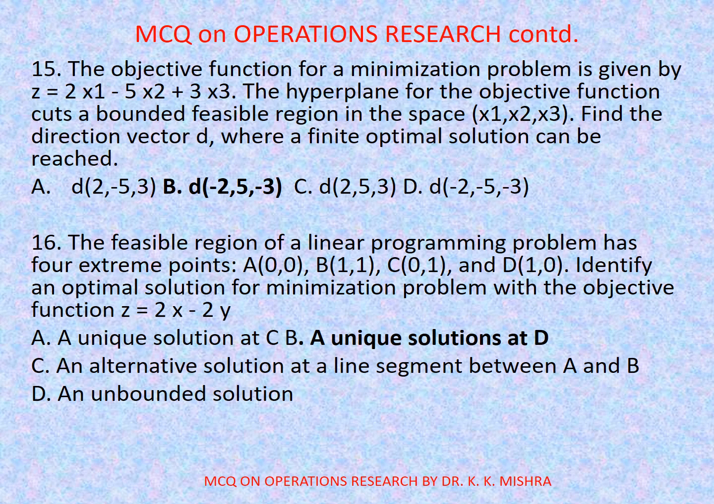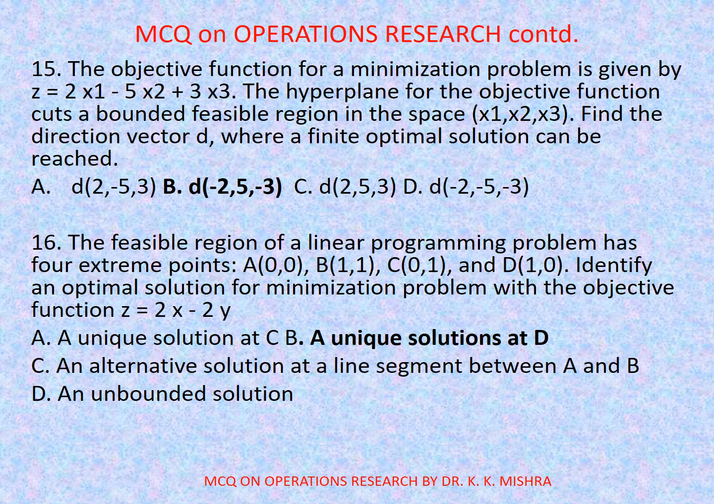Question number 16. The feasible region of a linear programming problem has 4 extreme points. A, 0, 0, B, 1, 1, C, 0, 1, D, 1, 0. Identify an optimal solution for minimization problem with the objective function z is equal to 2x minus 2y.